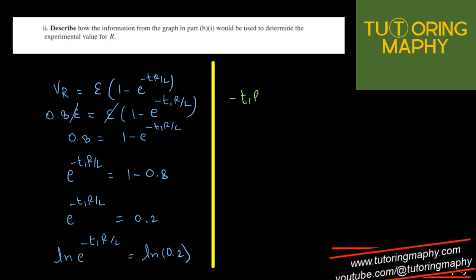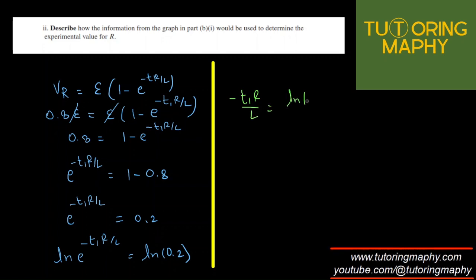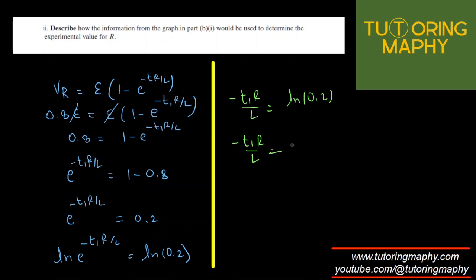So minus T1 R over L is equal to natural log of 0.2. Minus T1 R over L can be written as natural log of 0.2, which is just 2 over 10, which is 1 over 5. So minus T1 R over L is ln 1 over 5, which can be written as minus ln 5. So minus and minus is gone. So T1 R over L is ln 5.